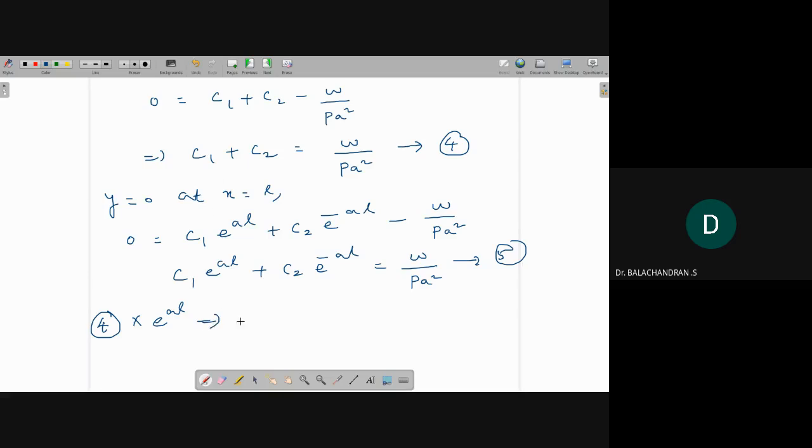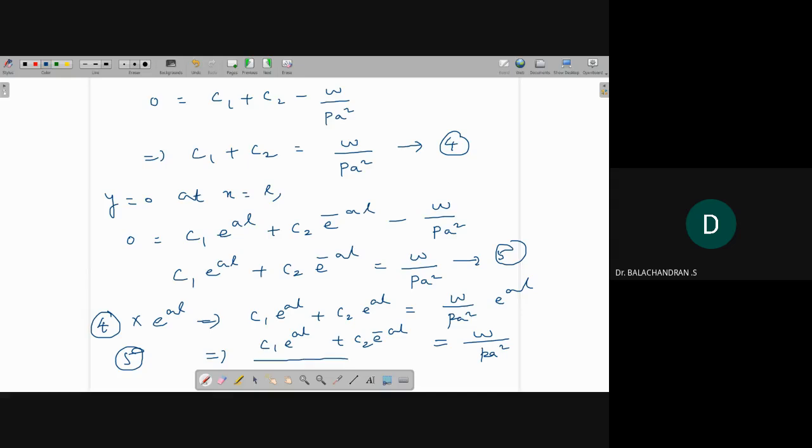So we'll get C1 into e power AL plus C2 into e power AL equal to omega by P square into e power AL. And take the fifth equation as it is: C1 into e power AL plus C2 into e power minus AL equal to omega by P square. Okay, now if you subtract, the C1 terms get cancelled.